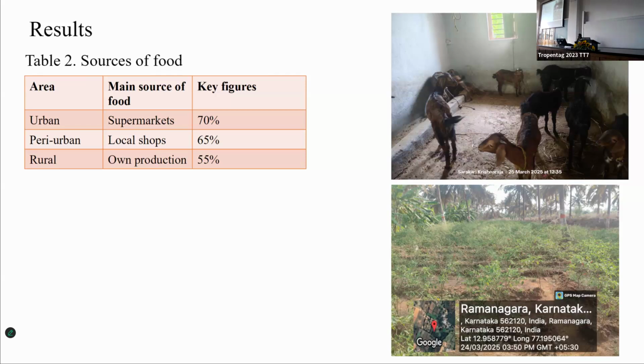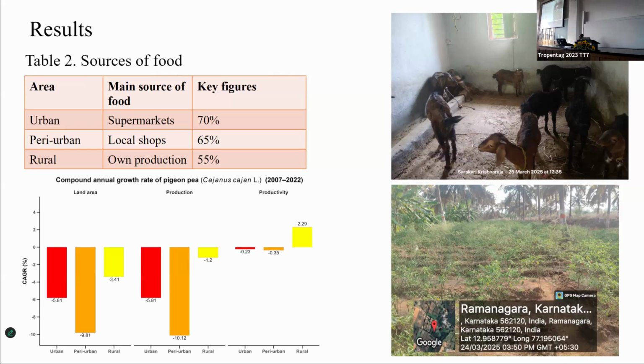And the rural people were sticking to their own production. As we see in the photographs of the livestock and the crops grown in the rural regions, which I collected, they're still sticking to growing their own food. They still want to grow their own food, rear the animals, and consume.